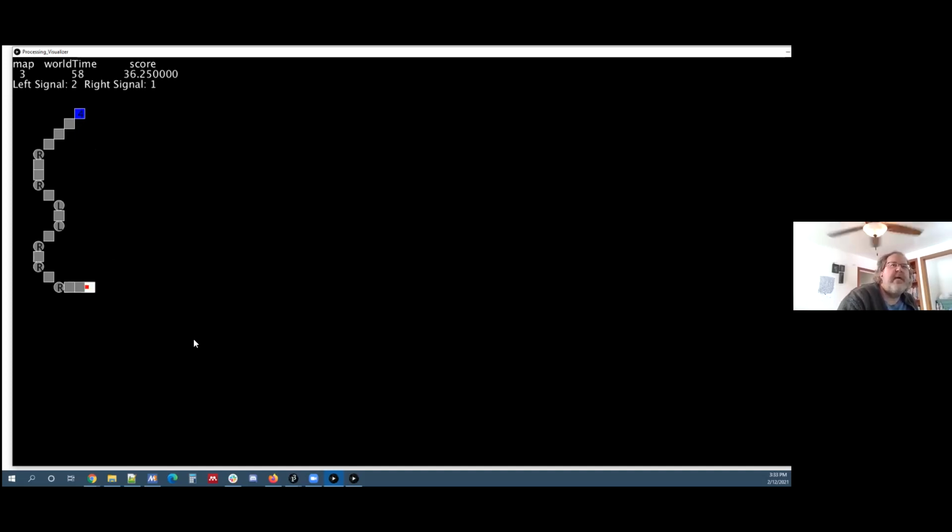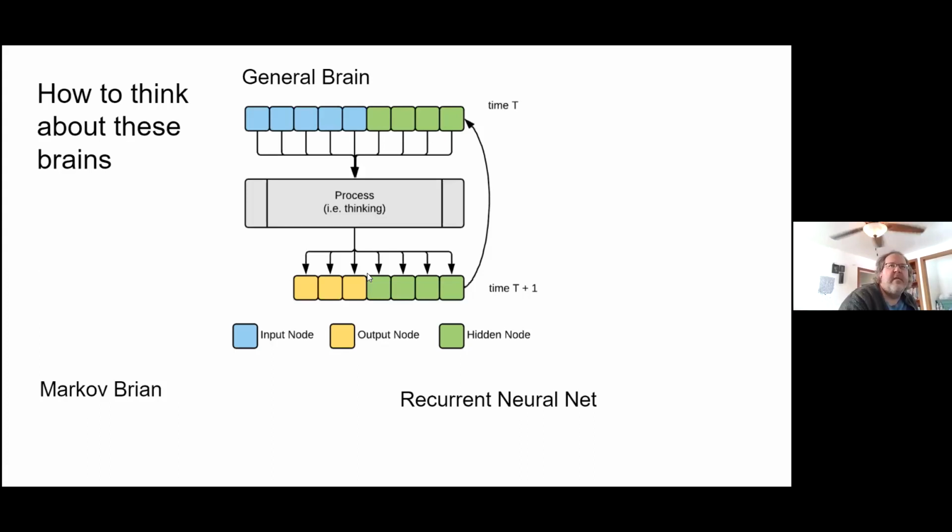So these are not super complex agents, but they're doing some associative learning. They're doing some temporal integration of information. That's what I mean by the kinds of brains that I evolve. So how should we think about these brains?